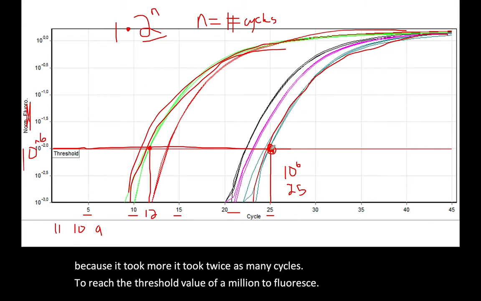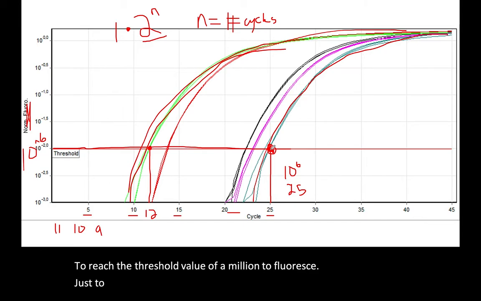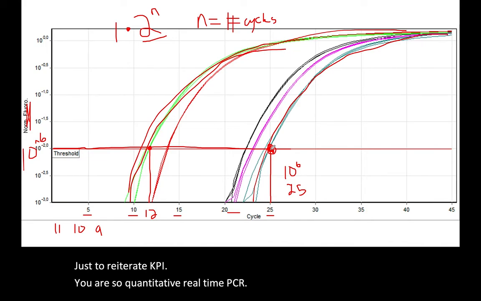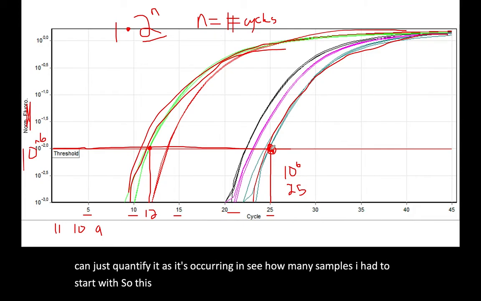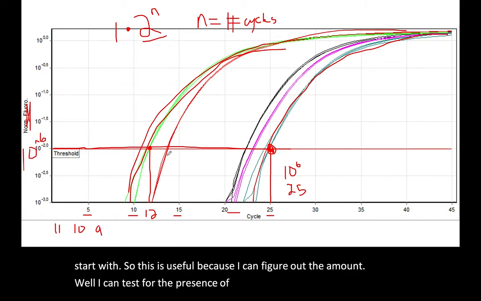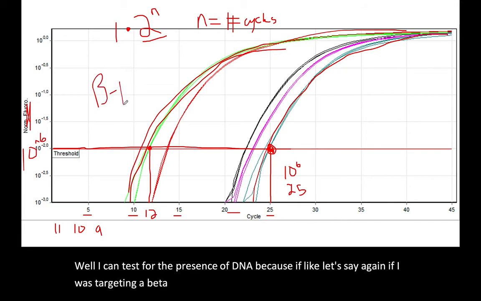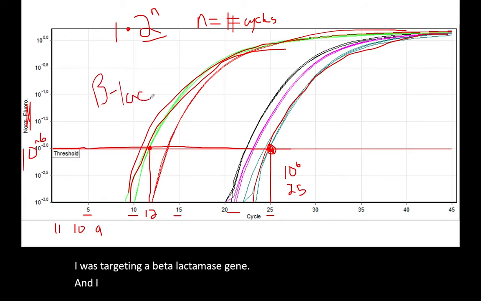So just to reiterate, QRT-PCR, so quantitative real-time PCR, is PCR 2.0 because rather than having to run my sample on a gel, I can just quantify it as it's occurring and see how many molecules I had to start with. So this is useful because I can figure out the amount. Well, I can test for the presence of DNA because, let's say again, if I was targeting a beta lactamase gene, and I got a bunch of bacterial samples, let's say I had 20 samples.